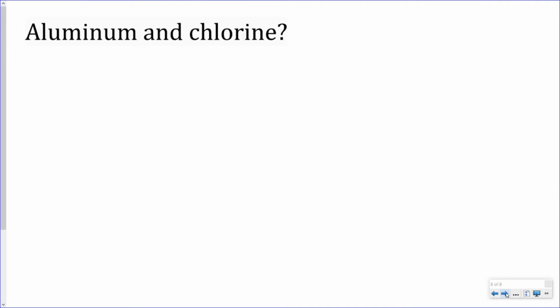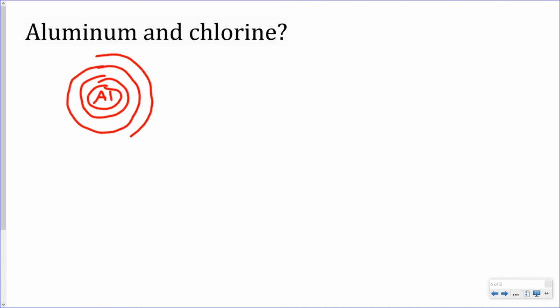All right, example 3, aluminum and chlorine. So we keep getting a little bit more tricky each time. So aluminum is number 13, so we're going to have 13 electrons. So we'll have 2 in the first, 8 in the second, and 3 in the third. So 1, 2. I know there's 8 in the second one. That's totally filled. So 2, 2, 2, and 2, and then 3 in the third. So 1, 2, 3.